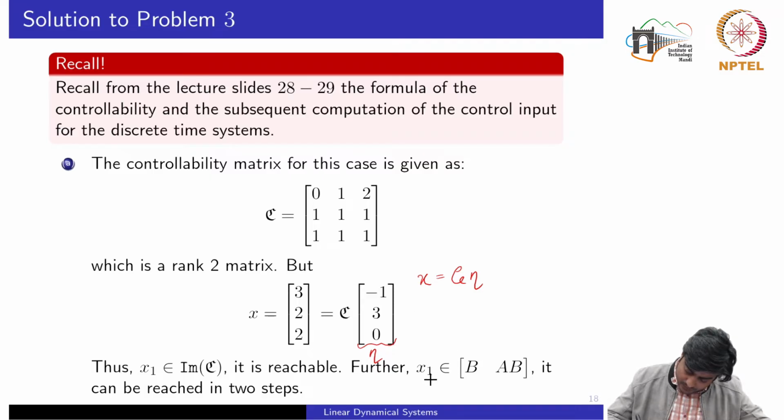Now since the rank is 2, we could also say that x1 would again belong to the span of B and AB, because this part is B, this is AB, and this is A squared B. Now if the rank is 2, we can take only this part, and the rank of this submatrix would also be 2.